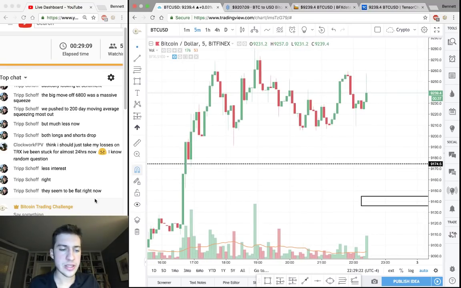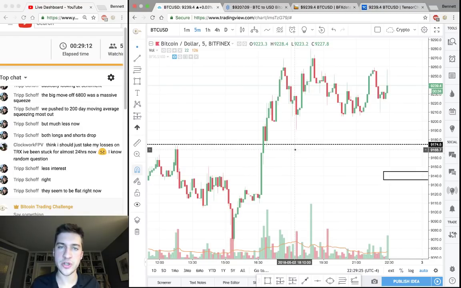Less interest, yeah. That's basically what you want to look for, interest in the trend. And interest in the trend is going to come from those who make money in the trend, those in profit, but also those who are becoming trapped in the trend.